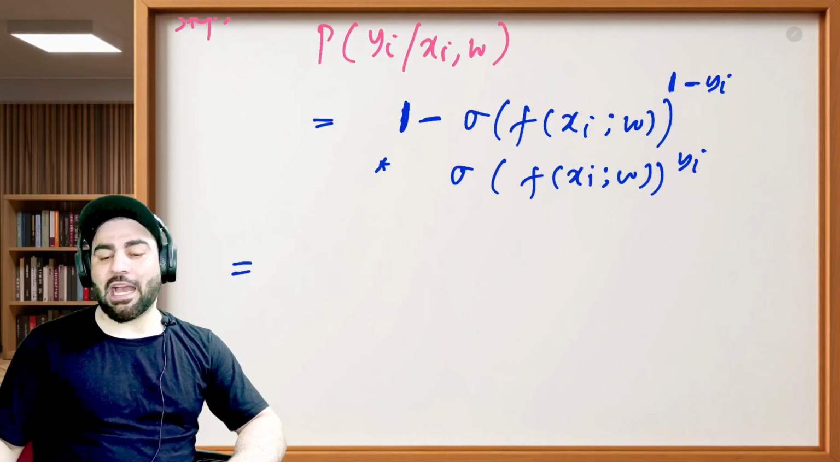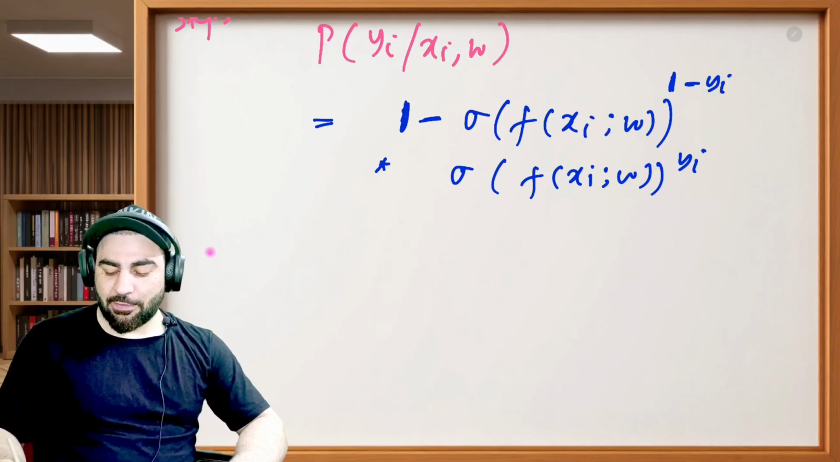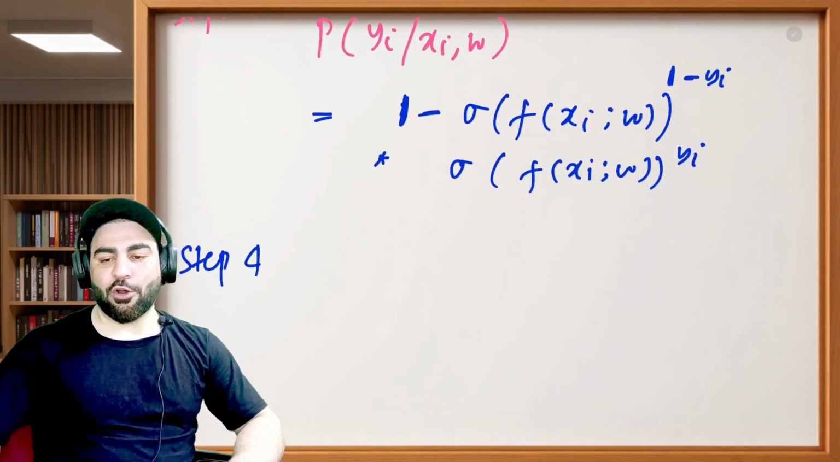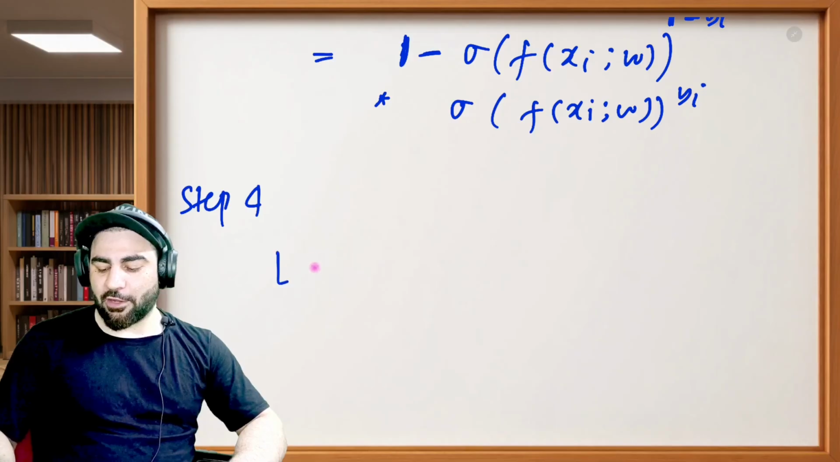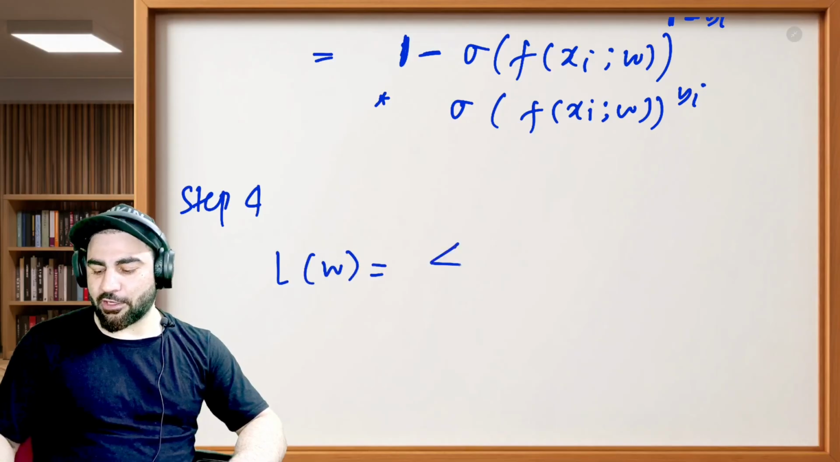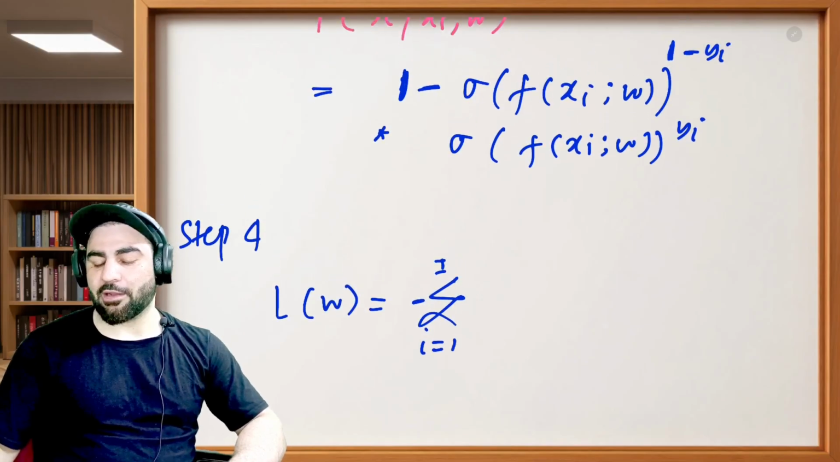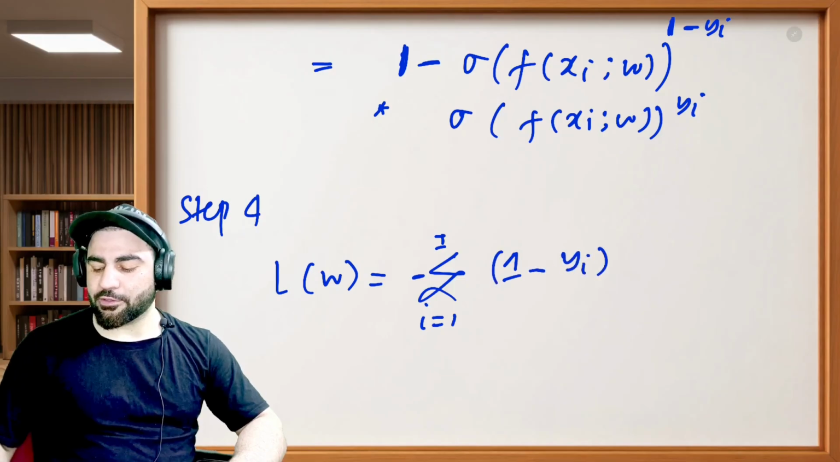Now you know that step 4 is to apply log likelihood. Step 4, convert this into log likelihood. Once I apply log onto this, this will be L of, let's suppose, w, summed over i equal to 1 to I, with a minus sign. I'll apply log on this function, so you'll get 1 minus yi. I'm just copying the equation, but I hope you will do the calculation.